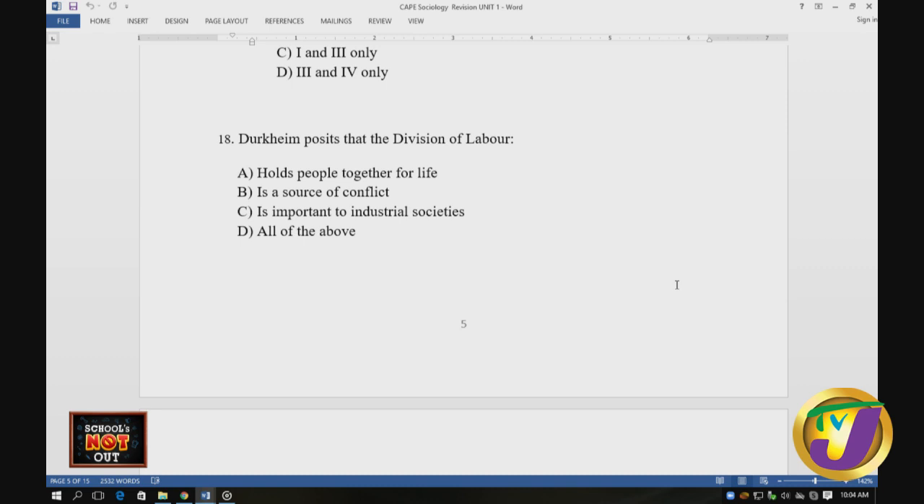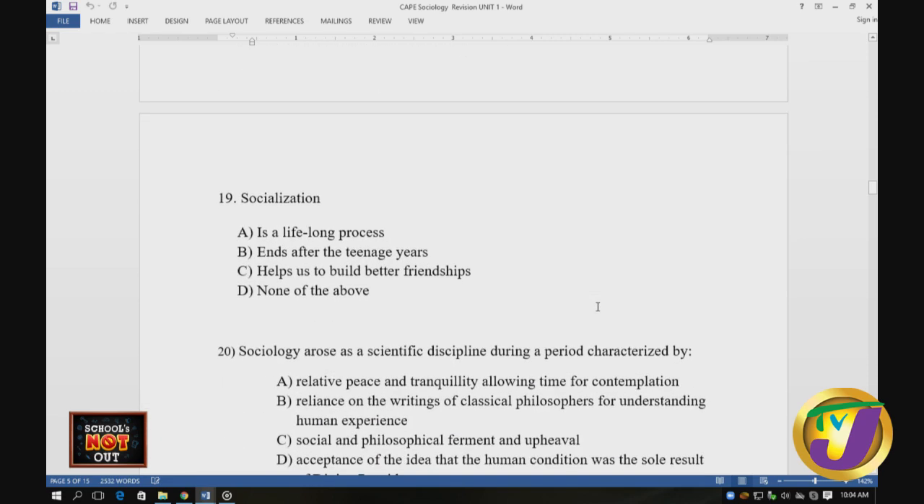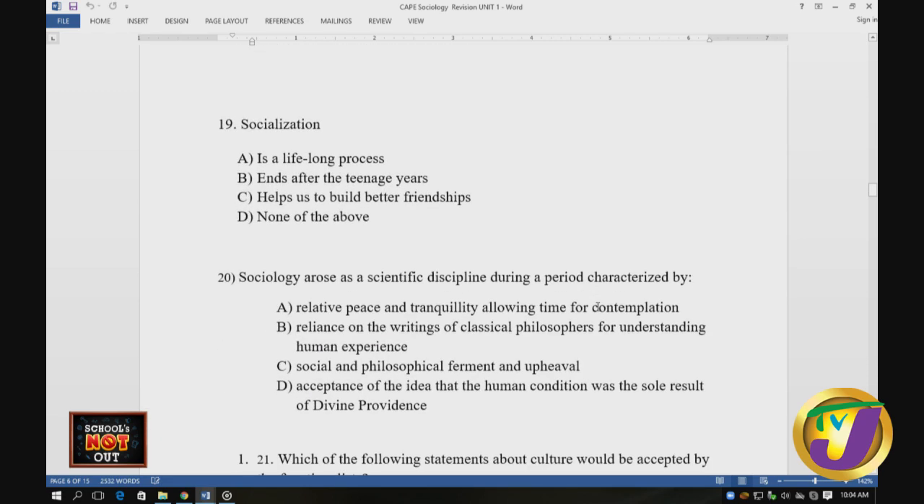Yes, it was, because of course, that sociological theory, which was first on the scene, also came into industrial society, and was aware of the importance of division of labor. We're going back again to socialization. Here we are saying socialization is a lifelong process, yes. B, ends after the teenage years. Well, if it's lifelong, then that would exclude that one.